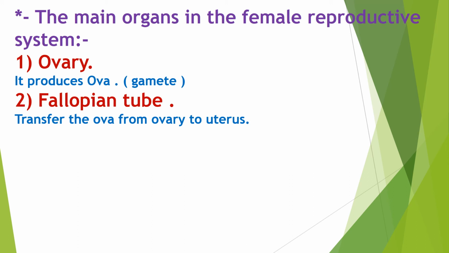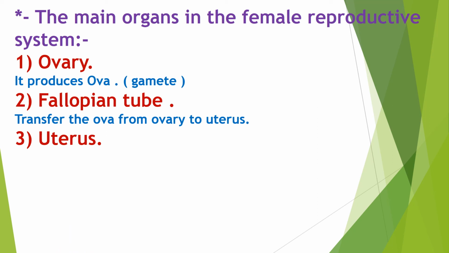The function of the fallopian tube: it connects the two ovaries to the uterus, and it is responsible for transferring the ova from the ovary to the uterus. Pay attention, the fallopian tube is the place where the ova is fertilized, so the fertilization process takes place in the fallopian tube.